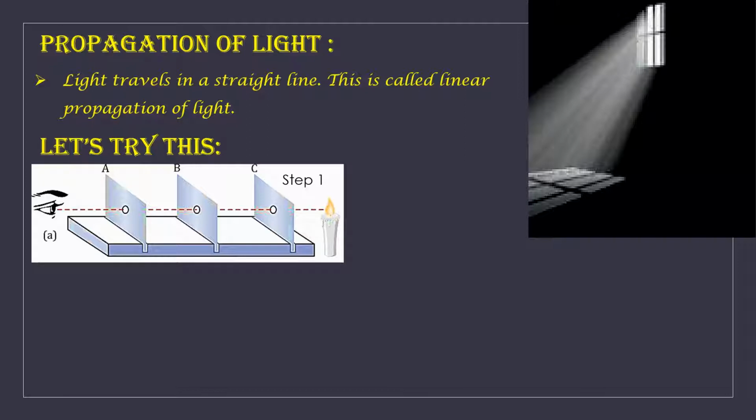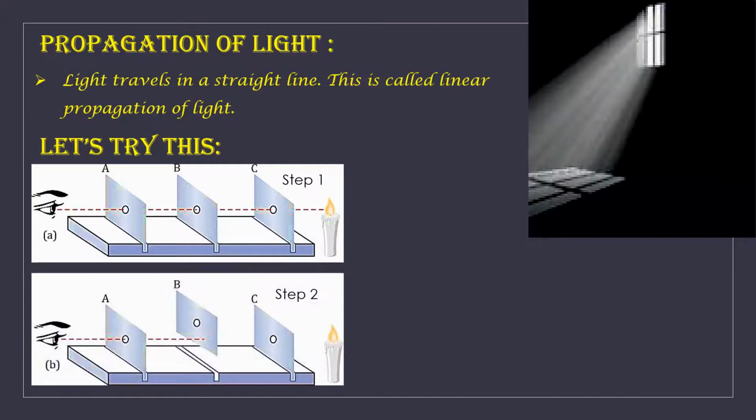Now move any one of the cardboards. Why can you not see the flame? Correct. Light travels in a straight line. So when any one of the cardboards is moved, the light rays do not pass through the cardboard. As a result, we cannot see the flame.